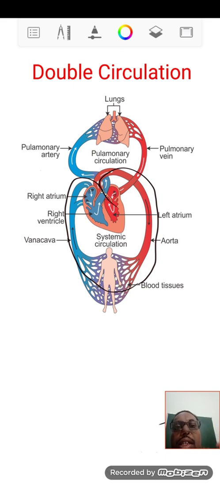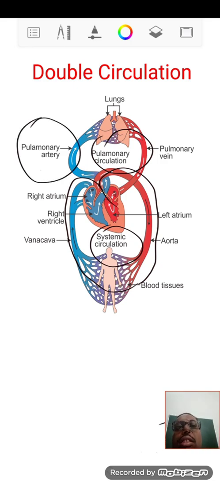And in double circulation there are two types. One is the pulmonary circulation, another is known as the systemic circulation. Pulmonary circulation, pulmo means lungs. Pulmonary circulation means the circulation between the heart and the lungs. For example, here you have to understand one more thing. Here it is given as arteries, here it is given as veins. I think you might have seen that.